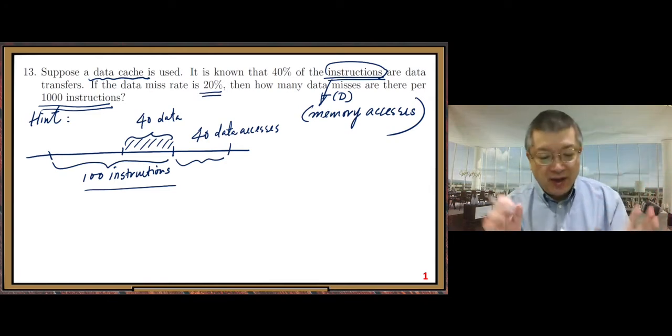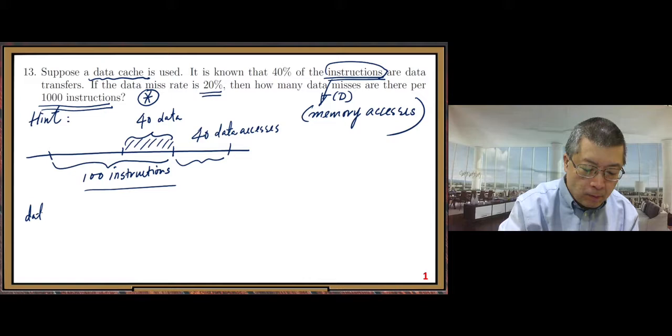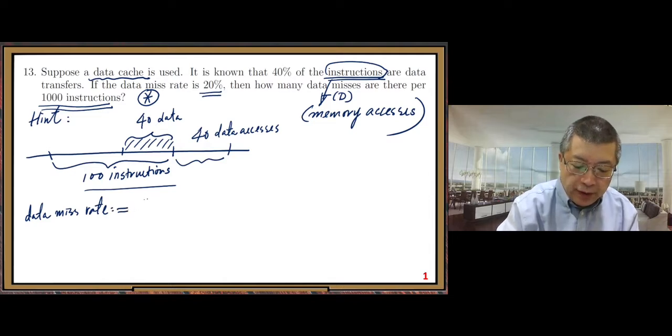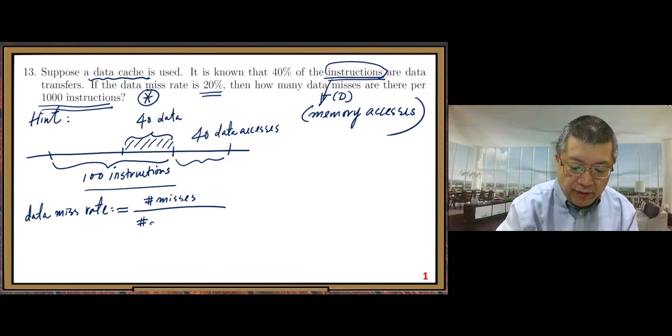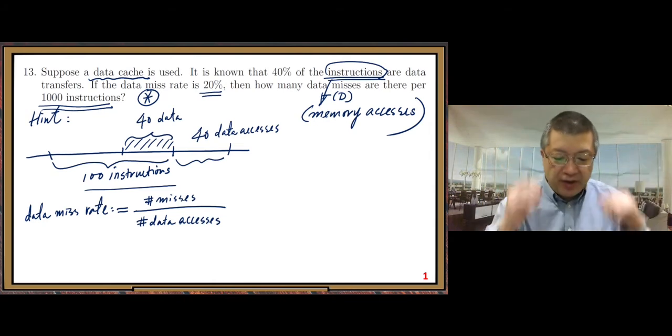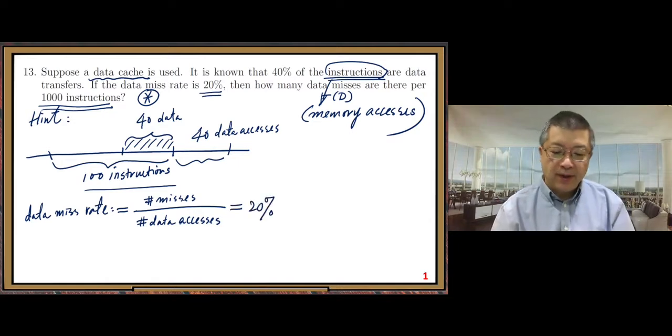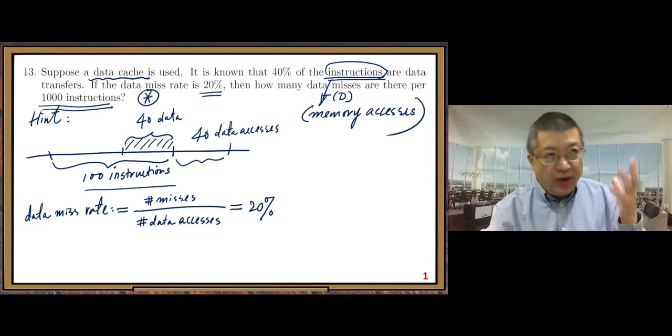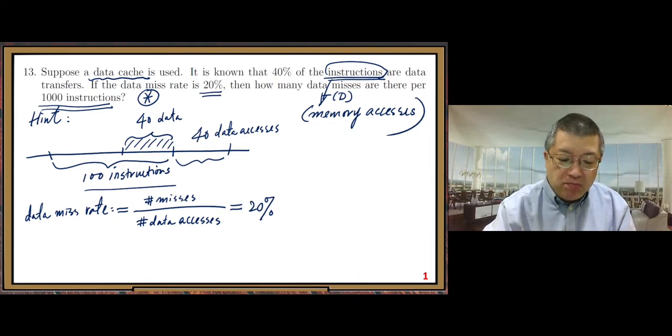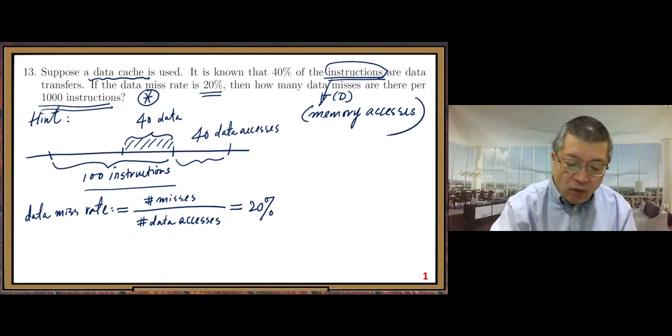How do we understand the last sentence? First, the data miss rate formula: number of data misses over number of data accesses. That's the definition of the data miss rate. We know this is given as 20%. Now we need to find data misses per 1,000 instructions, so we are given 1,000 instructions.